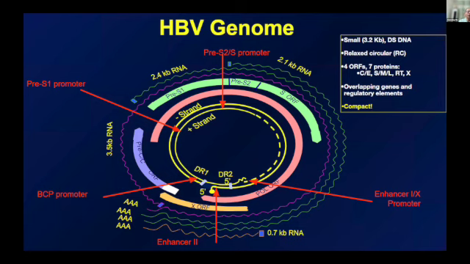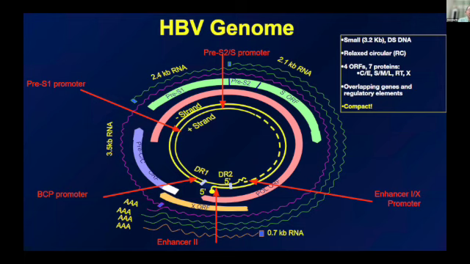All these proteins are depicted on the outside of the partially double-stranded DNA. And on the very outside of this diagram, those wavy lines are the viral mRNAs. The longest one is called the 3.5 kb RNA. It's also called the core RNA because it's used to translate and produce the viral capsid protein as well as the polymerase protein. In addition, it's also called the pregenomic RNA, or pgRNA, because it's the precursor to produce the viral relaxed circular DNA by reverse transcription.